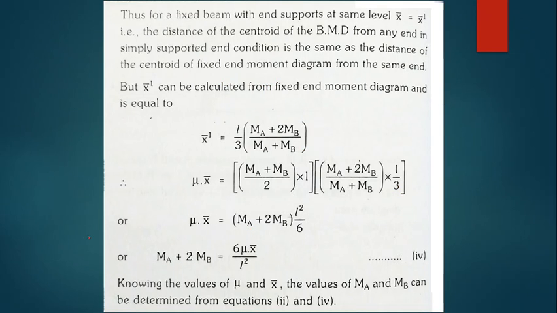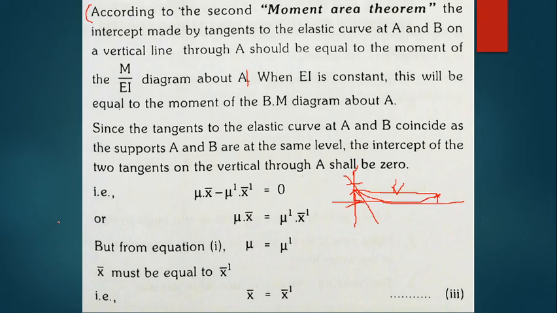So here we are selecting two points at both ends, A and B. When EI is constant, this will be equal to the moment of the bending diagram about A. Since the tangents to the elastic curve at A and B coincide, the supports A and B are at the same level, and the intercept of the two tangents on the vertical through A shall be equal to 0.